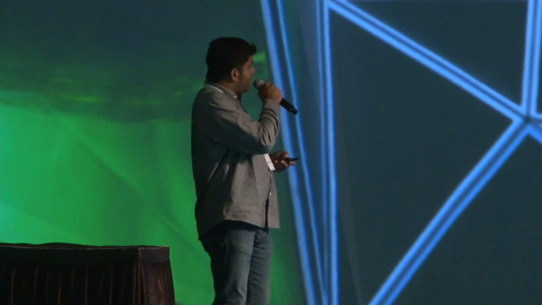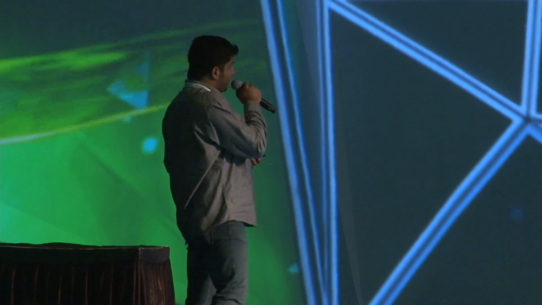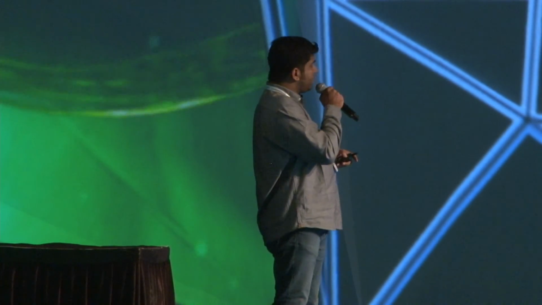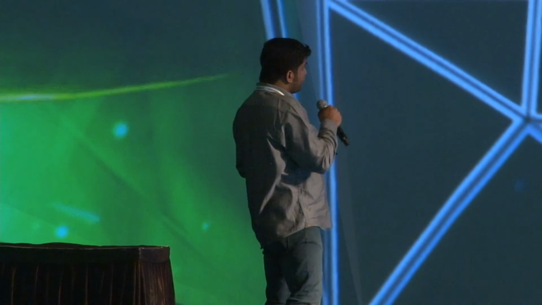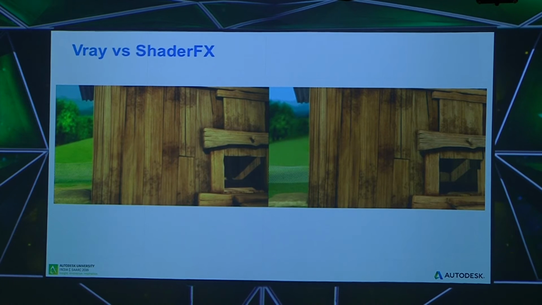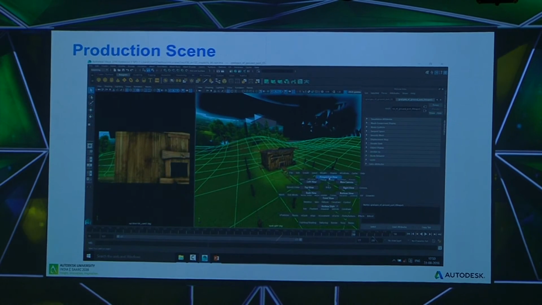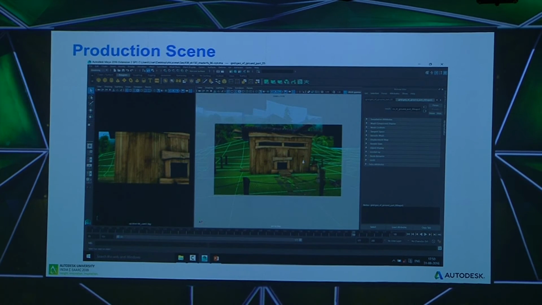I'll run you guys through a demo of a production scene. In the video you're going to see, the left side is a V-Ray render, which took 1 hour per frame to render. And the right side video is ShaderFX, which renders in a second. So you see the quality difference. There is obviously a quality difference. But this is, again, real time versus a 1 hour render. I'll walk you guys through how our artist has been working with the scene.